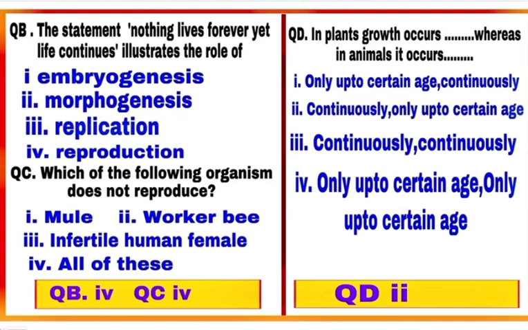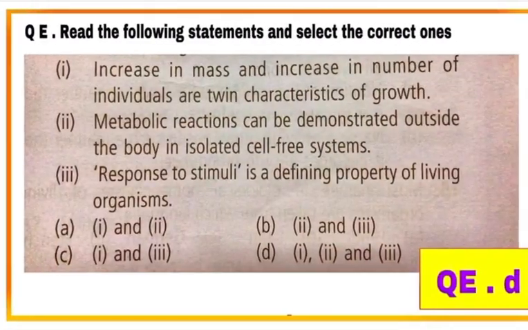Question D. In plants, growth occurs dash, whereas in animals, it occurs dash. Option 2 is correct. In plants, growth occurs continuously, whereas in animals, it occurs only up to a certain age. Mark 2 as a correct answer.